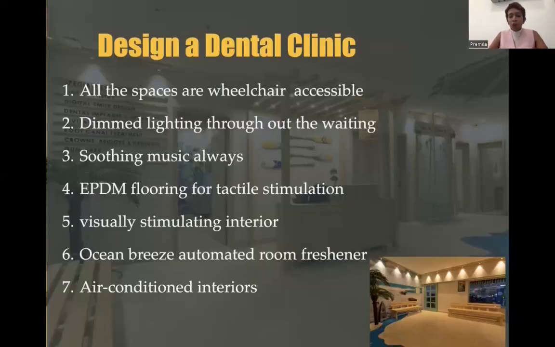Now when we talk about a multisensory environment, or start thinking about designing one, one of the most important areas that we start with is the waiting area, because that's where the child might spend quite some time before getting to sit in the operatory or the dental chair. But the principle remains the same. Wheelchair accessibility is for accessibility purposes, but if you talk about a multisensory environment, you have to remember you have to engage as many senses as possible.